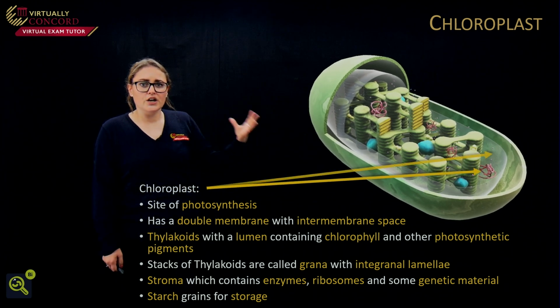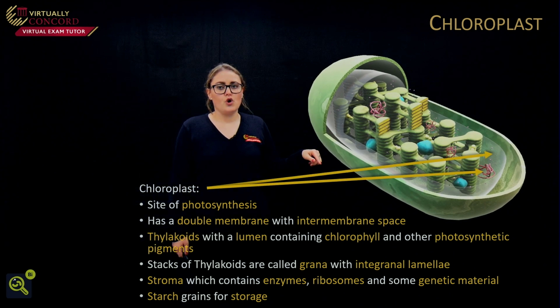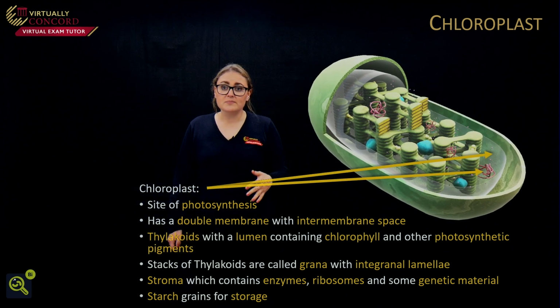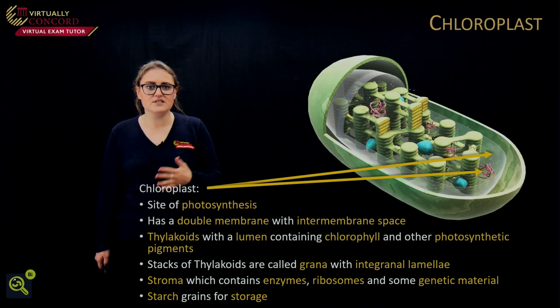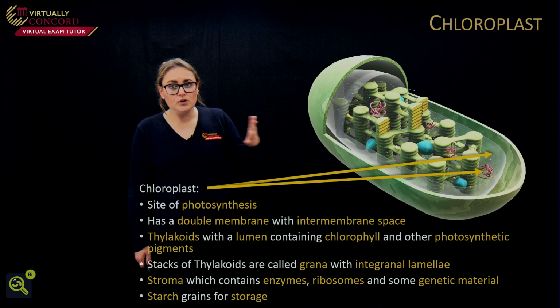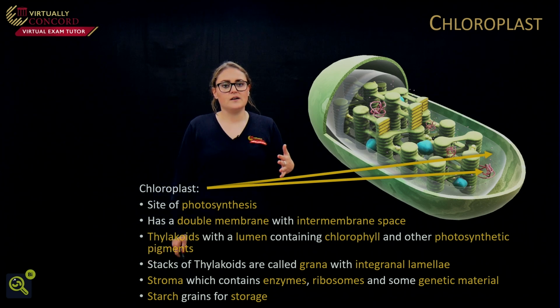The next part, which makes up the bulk, is the stroma. This is a bit like the cytoplasm of your chloroplast. It contains enzymes, ribosomes, and some genetic material to enable your chloroplast to be a little bit more self-sufficient.